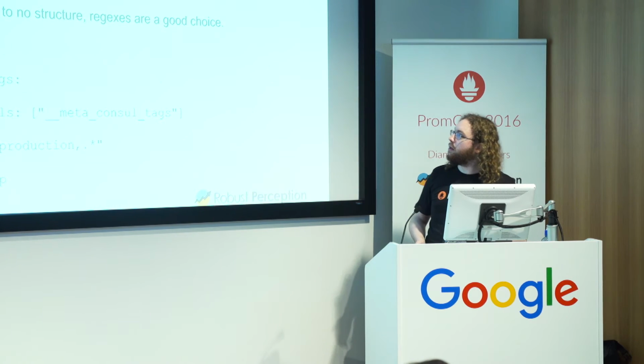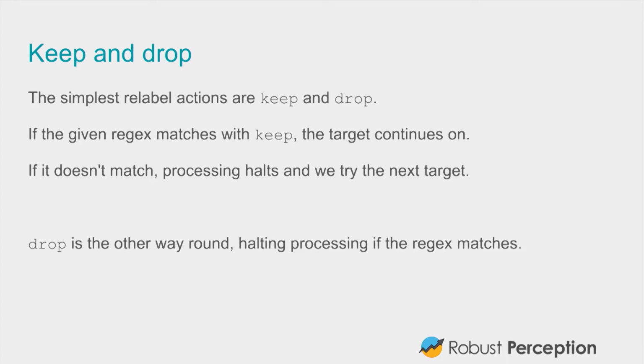So there are two relabel actions. The simple ones to start off with are keep and drop. If the regex matches with keep, we keep on going. If not, we stop processing. Drop is the other way around. It's just for convenience you have both of them, because inverting regexes, particularly with RE2, is not nice. So they're just the inverse of each other.